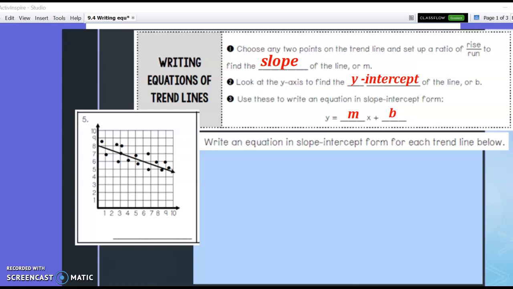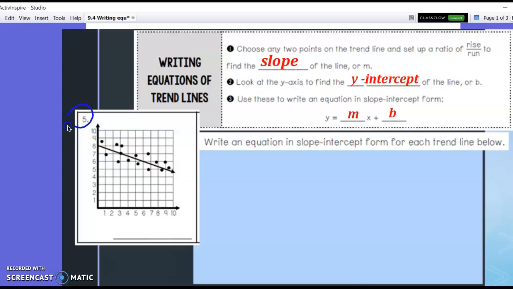Today we're going to work on writing equations of trend lines. Trend lines, another name for that is line of best fit. And a line of best fit is a line that's placed in a scatter plot that's basically kind of in the middle of the general pattern or direction that the dots are moving.